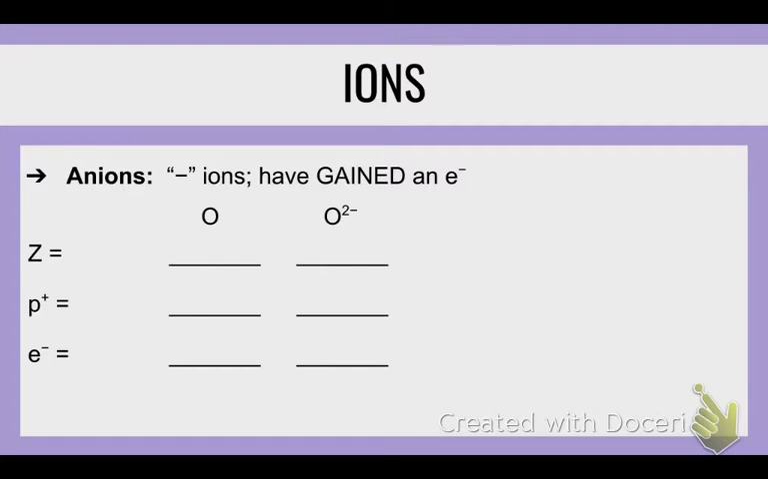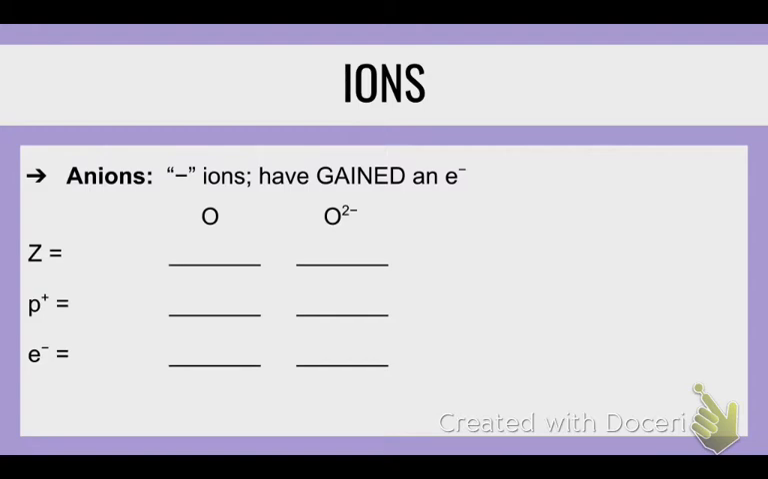Anions are the opposite. They're negatively charged ions, and that means that they have gained electrons. Positively charged ions, or cations, are usually your metals, and they are on the left side of the periodic table. Your negatively charged ions are your nonmetals, and they're usually found on the right side of the periodic table.